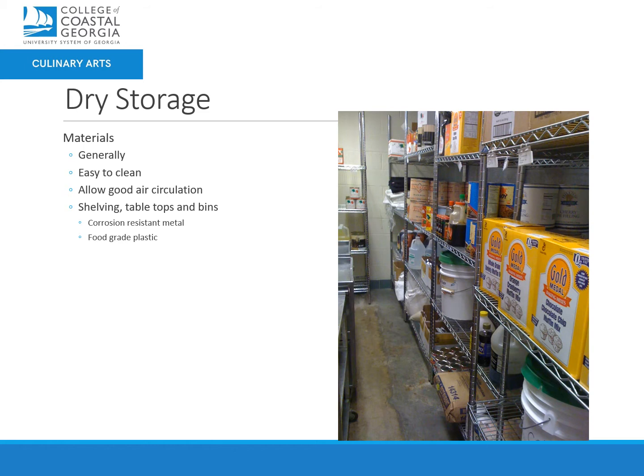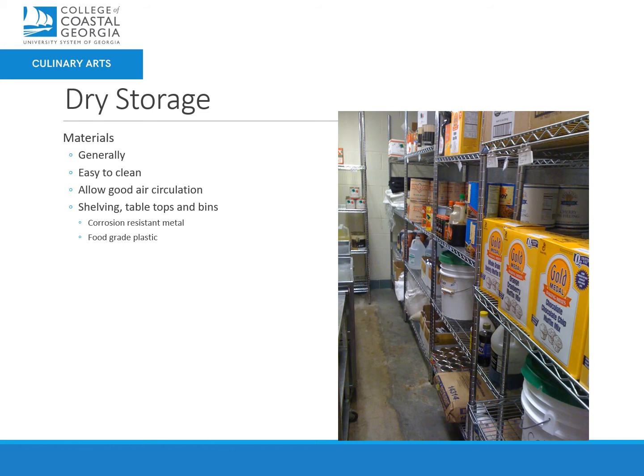Dry storage. We design dry storage, and again, there are certain guidelines we need to meet. So generally, it needs to be easy to clean. It needs to allow for good air circulation, and it needs to have shelving that is made out of corrosion-resistant metal or food-grade plastic. So you can't have shelving that rusts easily. You can't have shelving that will react with the food. And if you have plastic, it has to be food-grade plastic, which is tough. And when I say it's tough, I mean it's very durable.